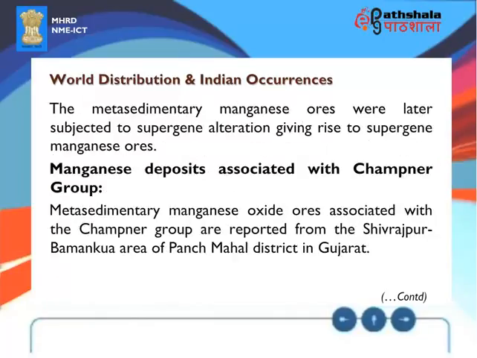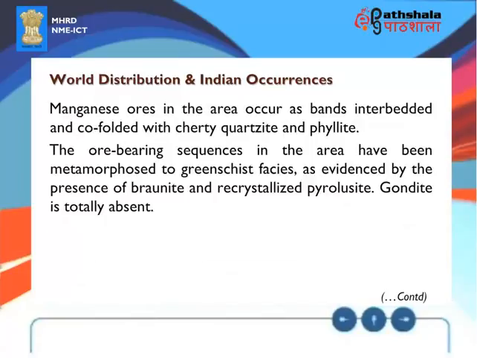The metasedimentary manganese ores were later subjected to supergene alteration, giving rise to supergene manganese ores. Manganese deposits associated with the Champaner group. Metasedimentary manganese oxide ores associated with the Champaner group are reported from the Shivrajpur Bamankuwa area of Panchmahal district in Gujarat. Manganese ores in the area occur as bands interbedded and co-folded with cherty quartzite and phyllite.